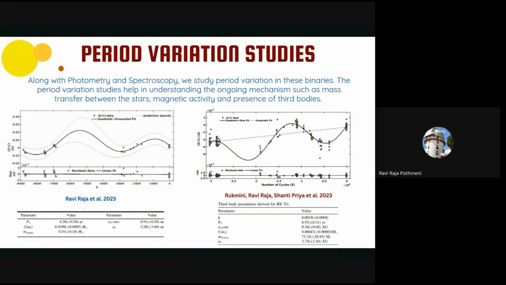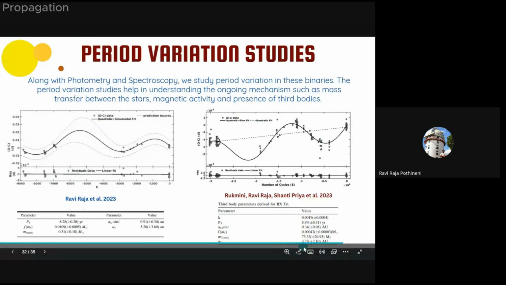So they affect the period of the two stars over a period of time. So this can be understood from period variation. So here you can see, this is one such beautiful example. This is, I think, BX3, where we have detected a third body of mass 73 Jupiter masses. And this is another example where we have detected a 0.51 solar mass third body around that system.